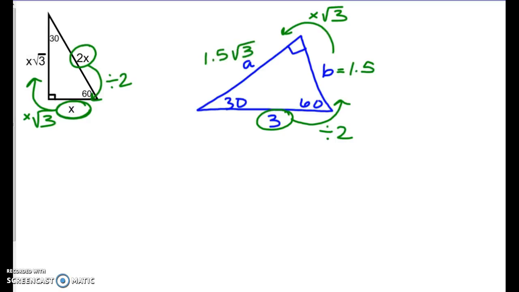But obviously 1.5, we can write that as a fraction, and it looks a lot nicer when we keep it in fraction form. So if you can, try to keep it as 3 halves instead of 1.5. So B would be 3 halves here as well.